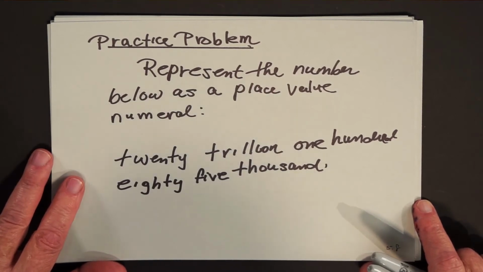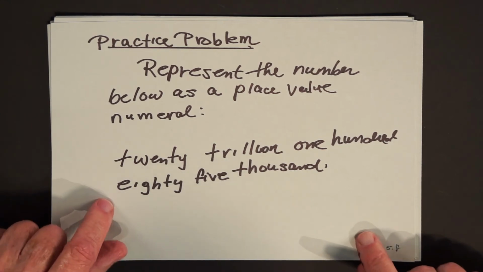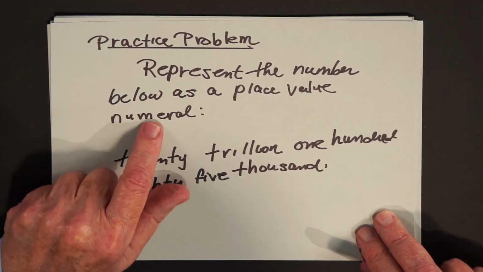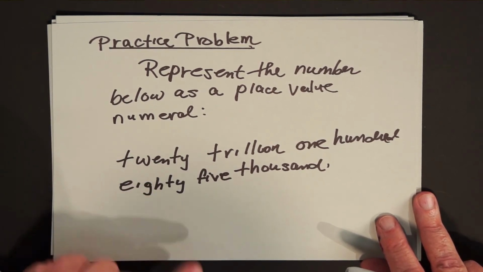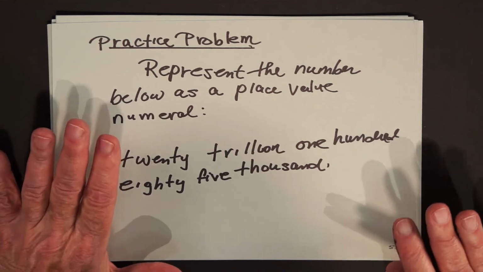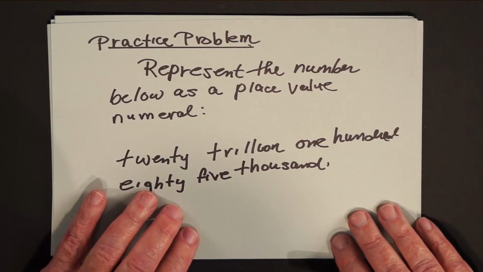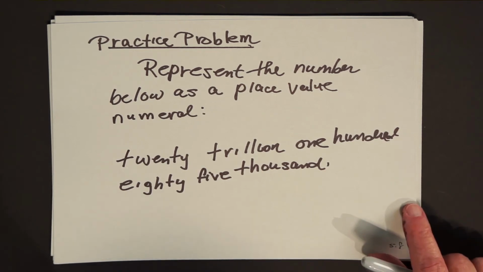Okay? And this is something that I think kids have a lot of trouble with. A lot of people do, but here's the problem of the day. Represent the number below as a place value numeral. And the number is 20,185,000. Okay? Just to get an idea of how place value works. So pause the video, write down what you think the answer is, and then I'll show you how I did the problem.